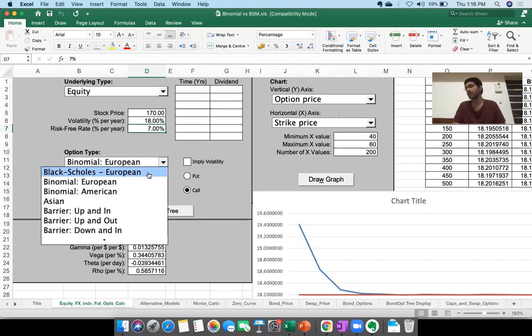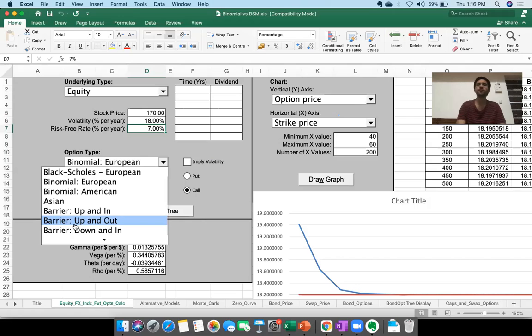Second one, binomial for again European options. Third one, binomial for American options. And the fourth, fifth, sixth, and seventh, which are Asian and barrier options, are outside the scope of the curriculum for CA final and for CFA. Whereas in FRM, you have a chapter called exotic options, wherein you will actually see what these Asian options and barrier options are.